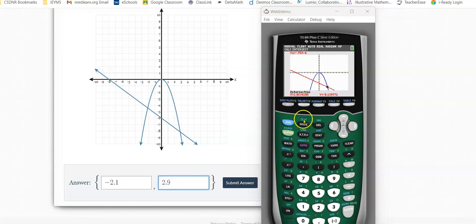Ooh, I feel like I didn't check that other one carefully enough. Did I round it appropriately? Let me double check. So I'm going to arrow back over here towards that intersection.